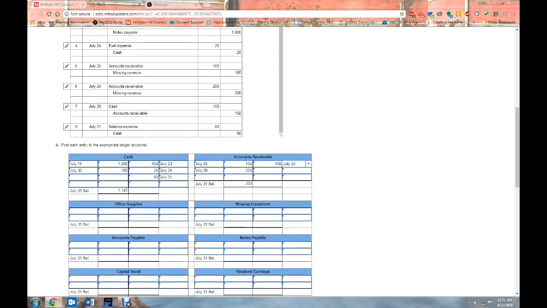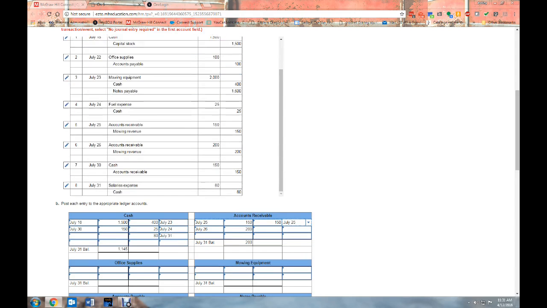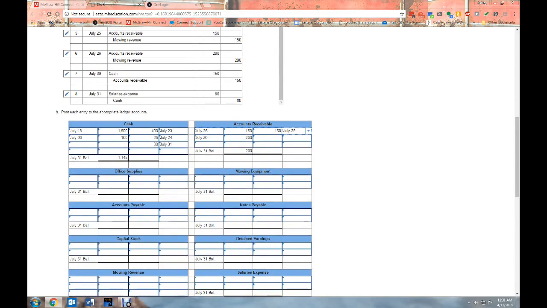All right, so office supplies is next. These are all going to go pretty quickly because I don't have very many entries. So I go back and look for my office supplies entries. We just had one, July 22nd. So I'll pull that date down. And our office supplies were $100. Therefore, we have a debit balance of $100 in our office supplies.